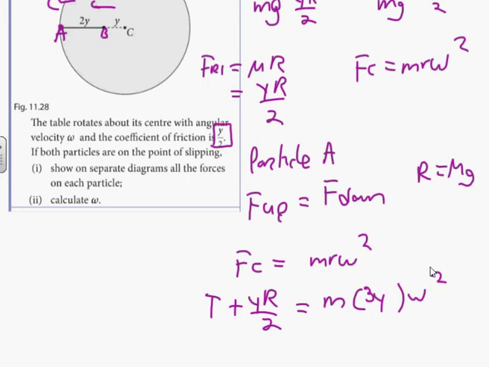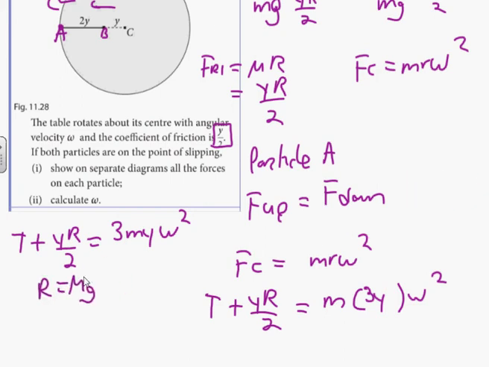Okay, so that's that one there. We're just going to fix that up, and we're going to get T plus yR over 2 equals 3mω². So we have two equations for particle A. Now I'm going to go for particle B, from particle B's perspective.